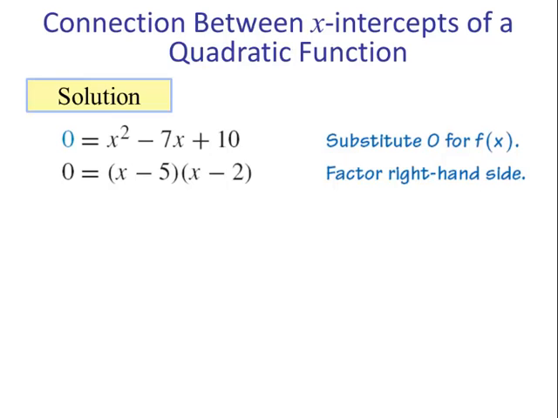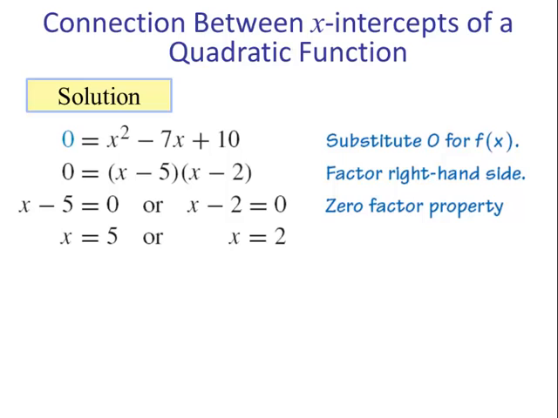Well, that's going to be negative 5 and negative 2. Negative 5 times negative 2 is 10, negative 5 plus negative 2 is negative 7. Next, we take each binomial, we set it equal to 0, and we solve, and we get x equals 5 or x equals 2.